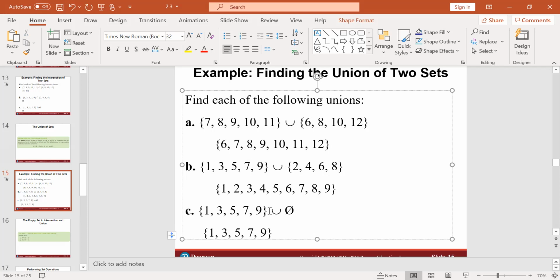And then if you take this set 1, 3, 5, 7, 9, and you union it with the empty set, all the elements of here make it in. So all of 1, 3, 5, 7, 9 make it in. And anything that would have been in the empty set also makes it in, but there happens to be nothing in it. So you don't have to worry about anything from the empty set coming in there.